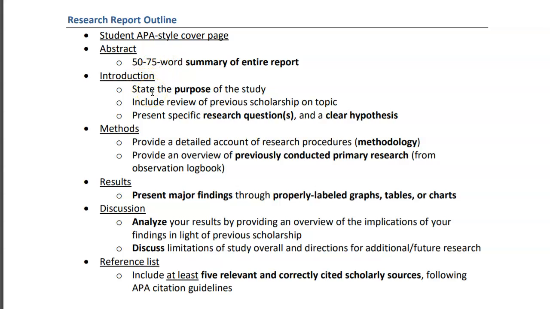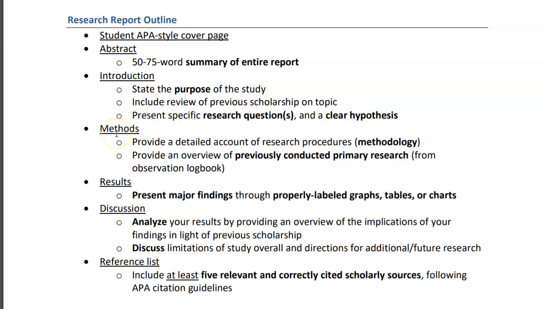So the introduction for the research report is essentially a short literature review where you give your reader a broader sense of why you're doing what you're doing, right? Why does your observation experiment matter in the grand scheme of things, right? So this is very similar to what you already did for the research proposal, right? So you're stating the purpose of the study, you're including a review of previous scholarship on your topic, and this is where you're going to present your research question or questions if you have more than one, and your hypothesis, right? So once again, you already have all this information. It's just a matter of putting it in these different sections, right? So you're going to be moving some things around.